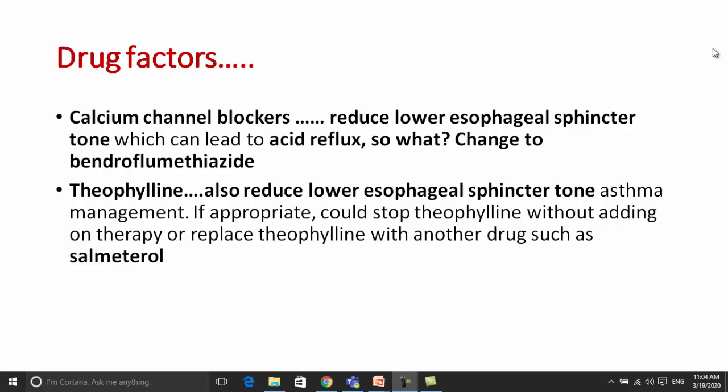Theophylline, as a medicine, also reduces lower esophageal sphincter tone, and is used for asthma. If appropriate, we could stop theophylline without adding on therapy or replace theophylline with another drug such as salmeterol.